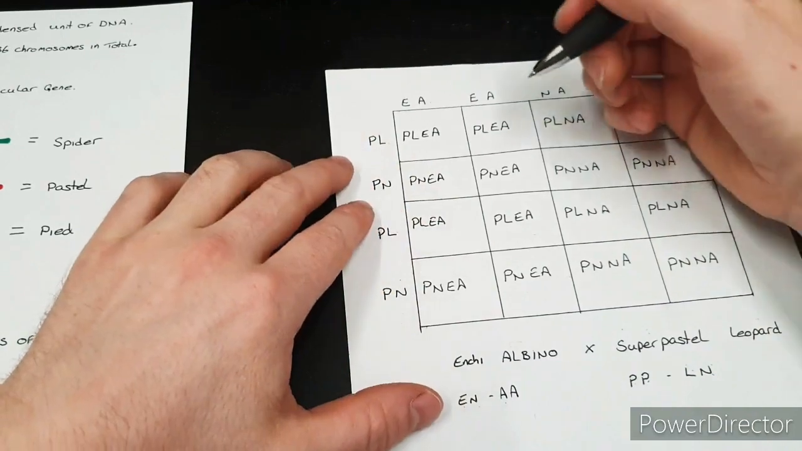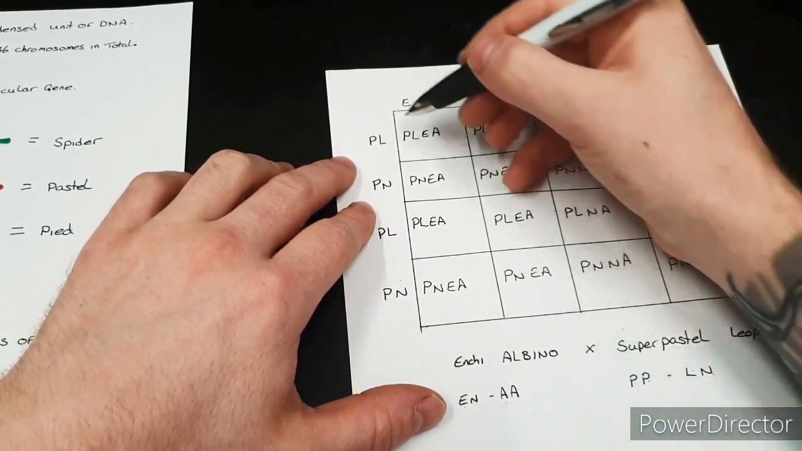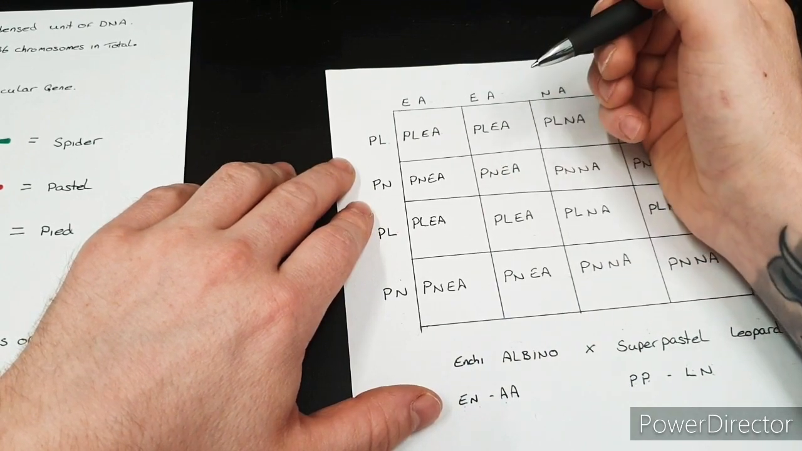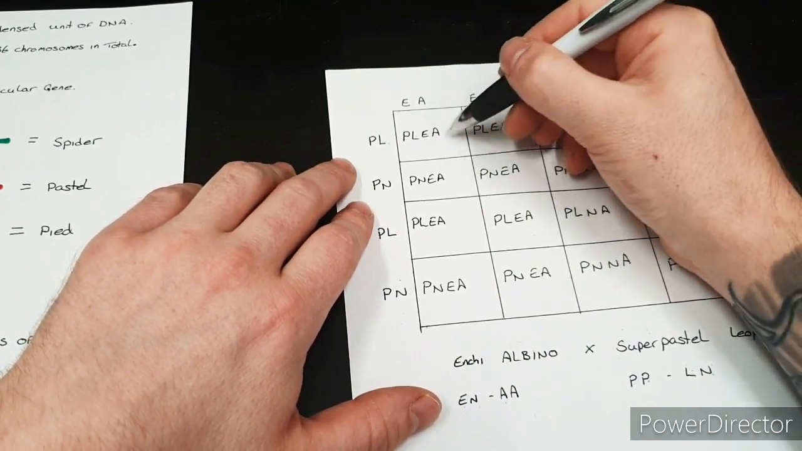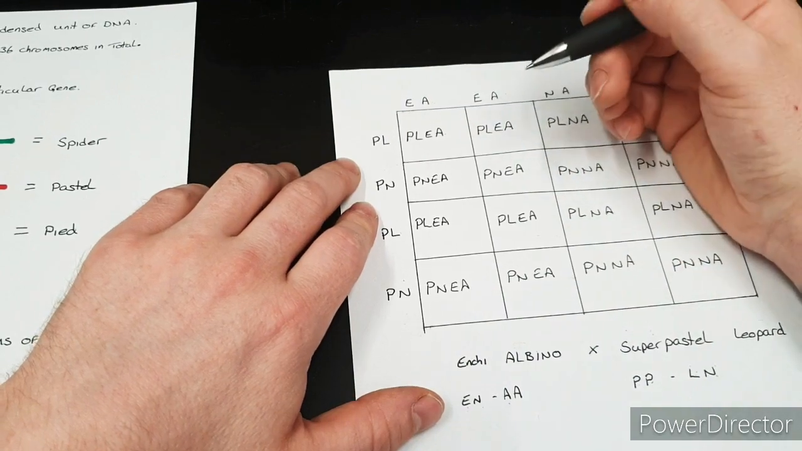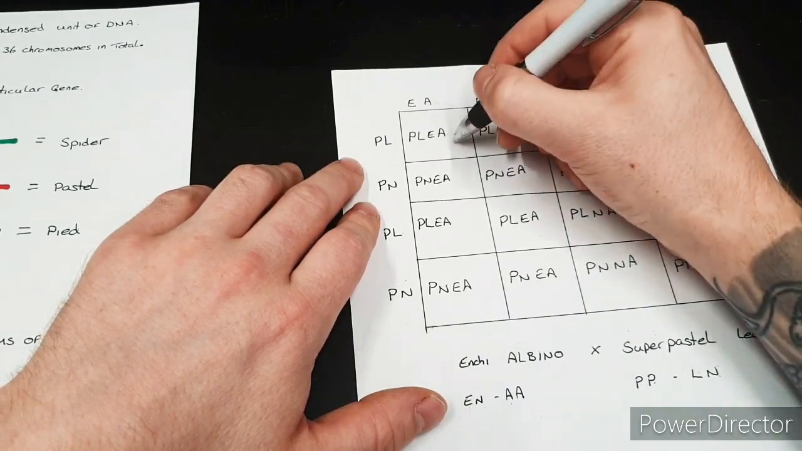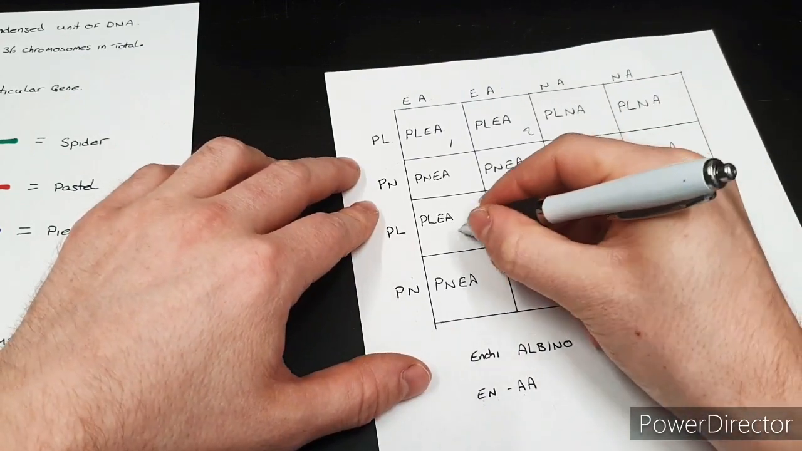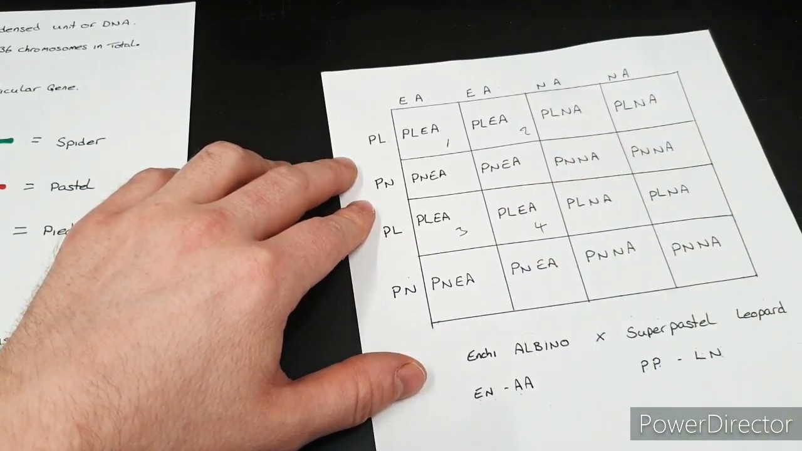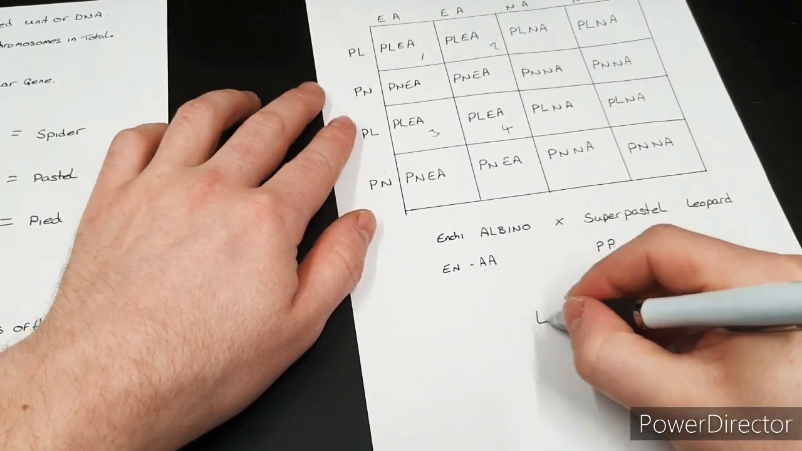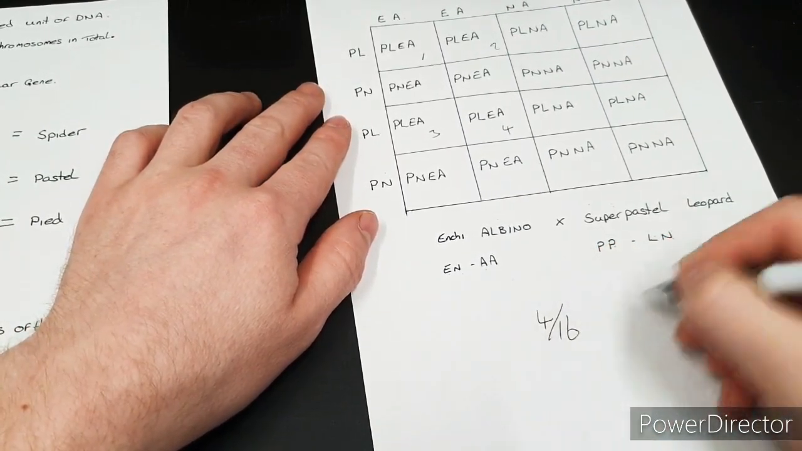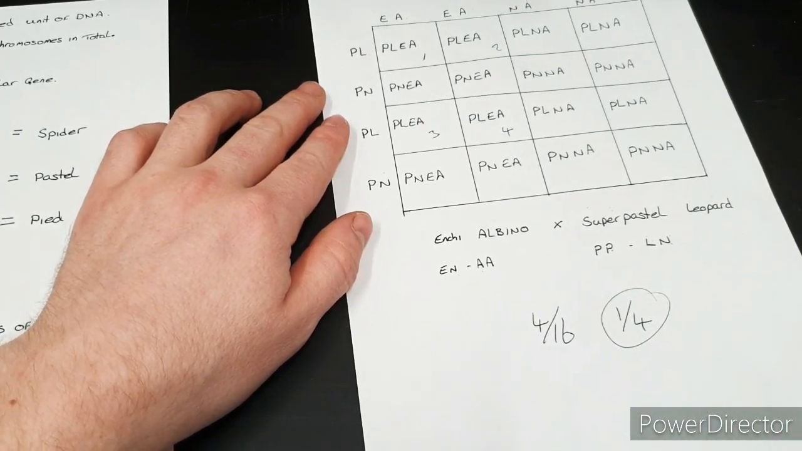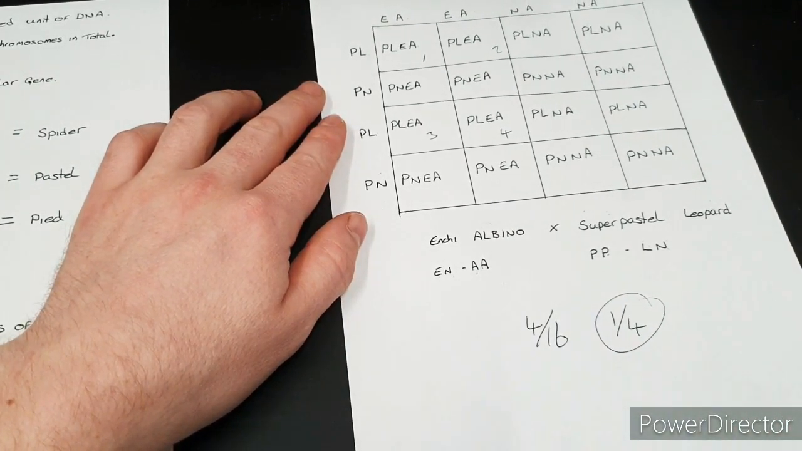So this would be pastel, leopard, Enche, and one copy of the albino gene. So this would be a het albino because it's not visual. So you have 1, 2, 3, 4 out of 16, or 1 in 4. 1 in 4 chance of hitting pastel, leopard, Enche, albino.